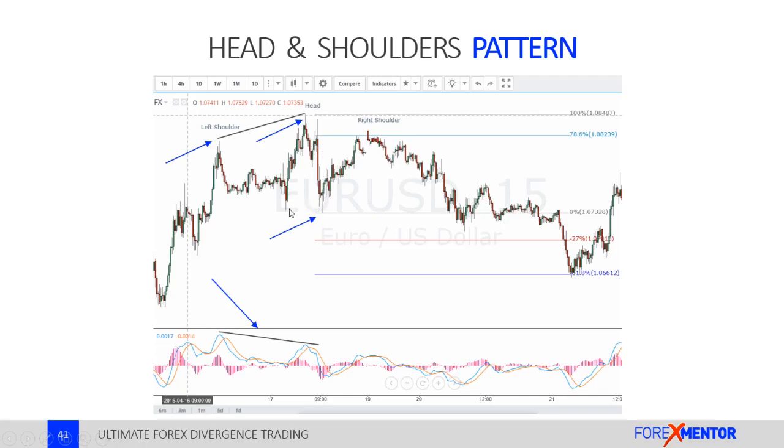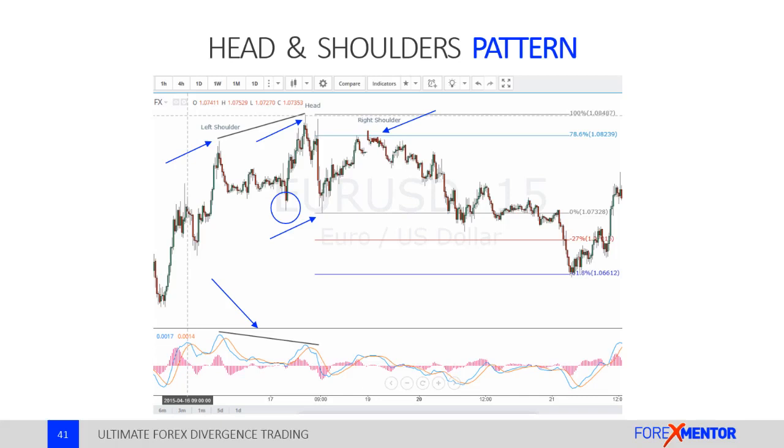We look for it to take out the low between the 2 points that diverged. In this case, the left shoulder and the head. So here's the swing low that we took out. Then price retraces, creates the right shoulder. In this case, it retraced 78.6%, and then continued down into our extension targets, which are the 127.2 extension and the 161.8 extension.